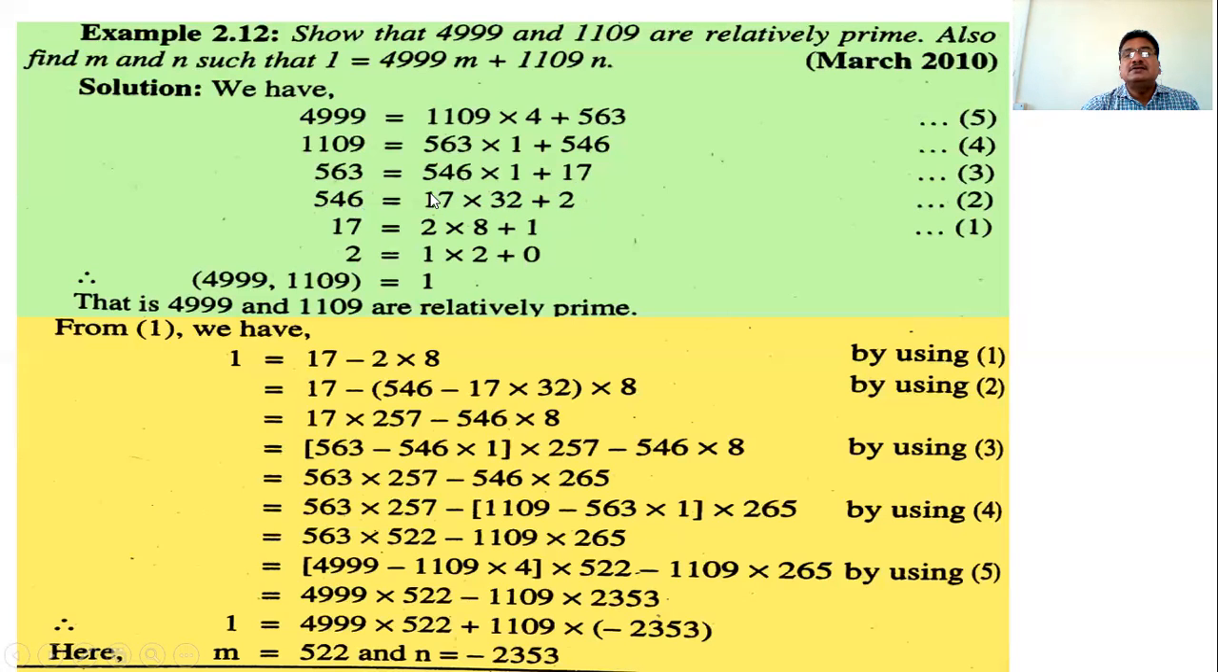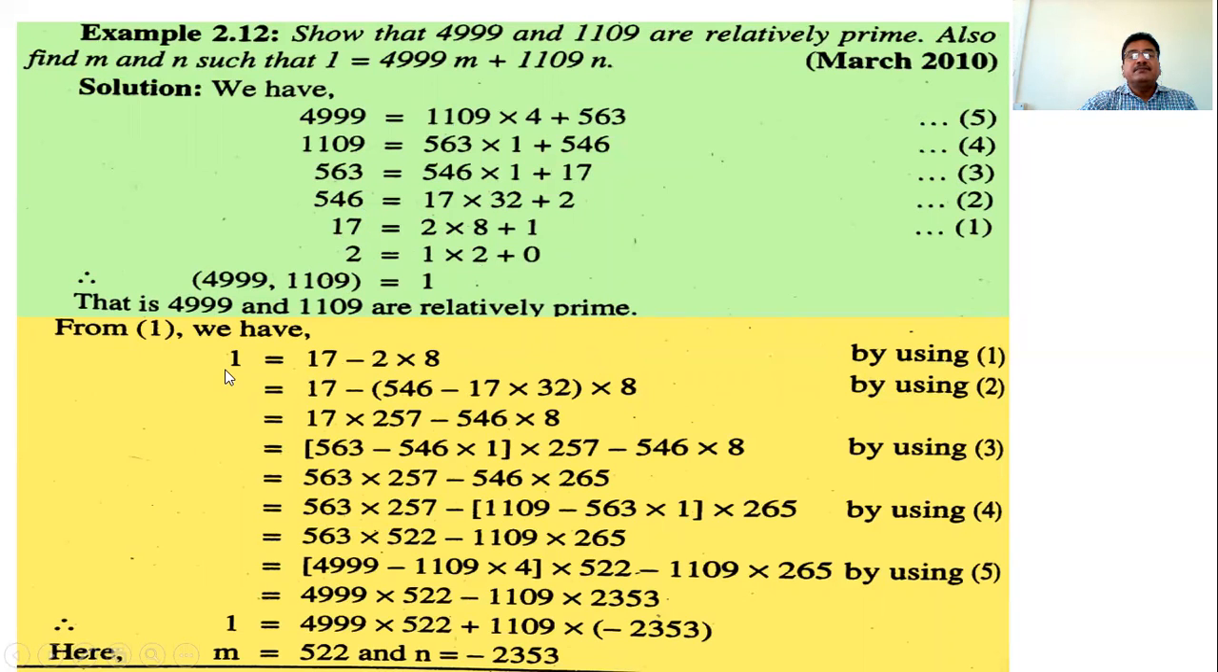And then divide this 17 by 2, obviously 8 is the quotient and 1 is the remainder. And then divide this 2 by 1, then 2 is the quotient and 0 is the remainder. And the last non-zero remainder is 1, and therefore the greatest common divisor of 4999 and 1109 is 1, and therefore these two numbers are relatively prime.